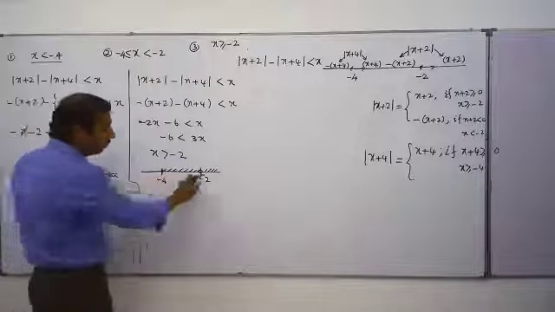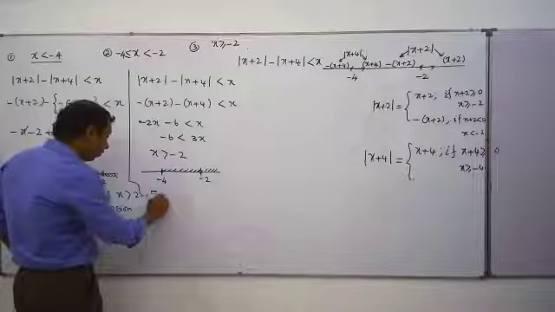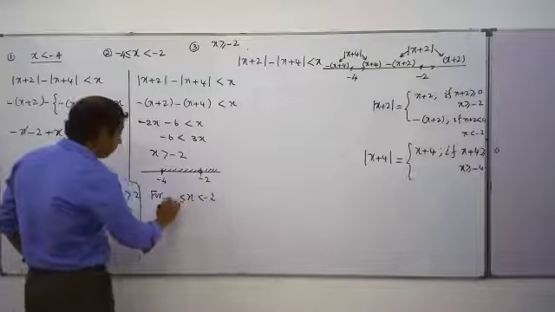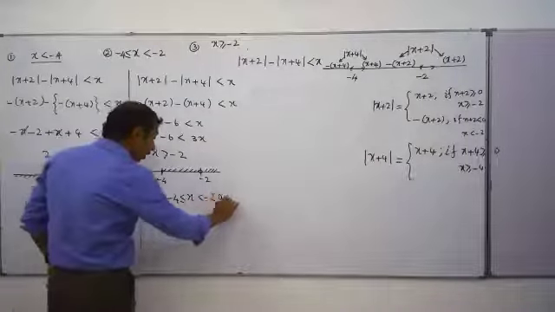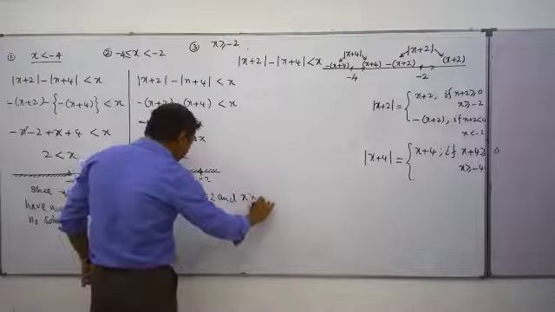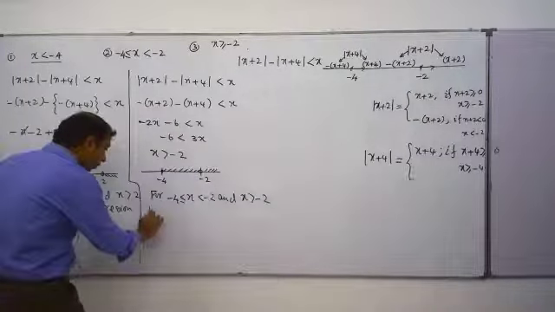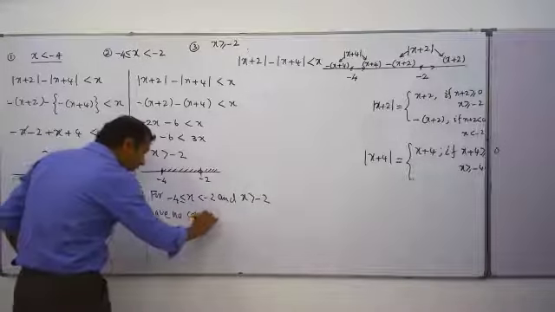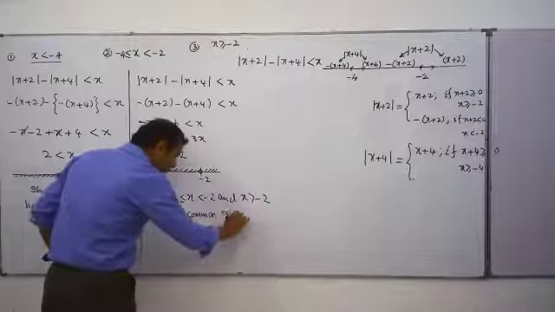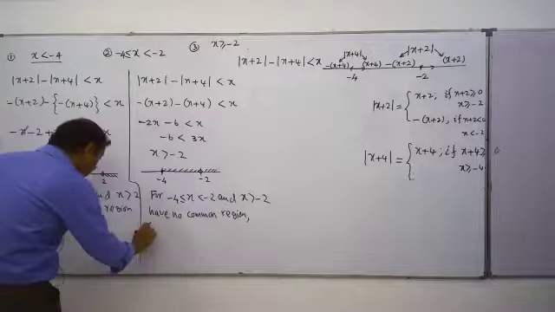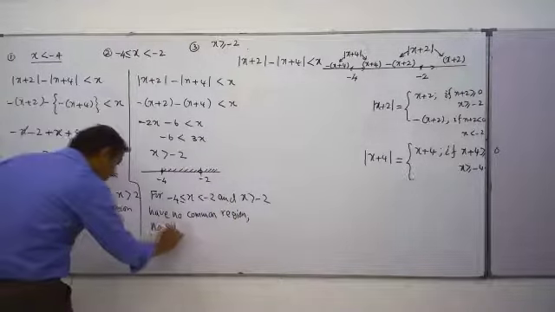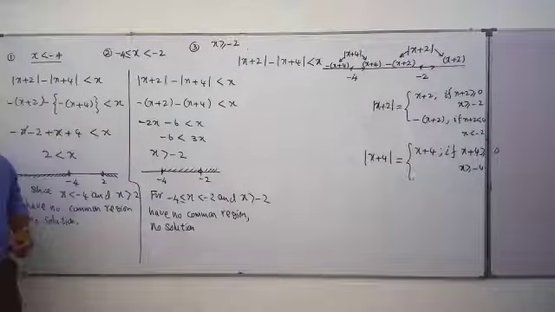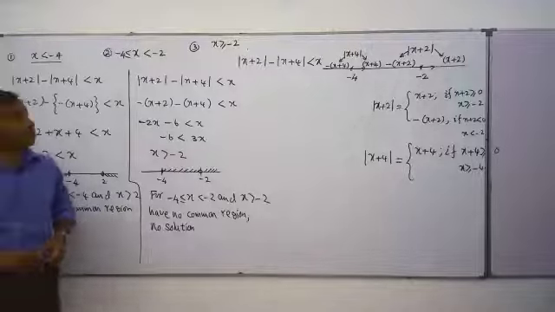Right? Then you can write for x less than minus 2 and greater than minus 4, and x greater than minus 2, have no common region, no solution. No solution. Then the last one, this.